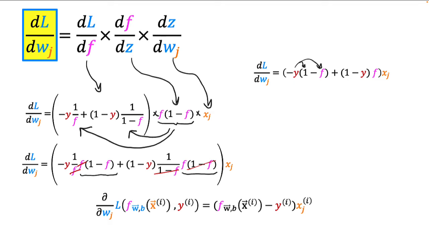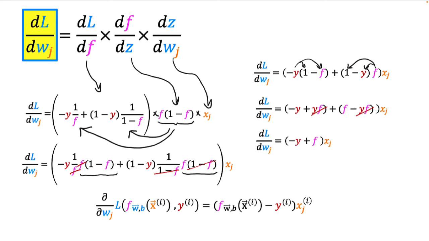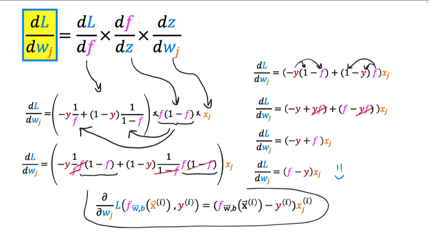Next, let's distribute this negative y over here, and also let's distribute this f over here. If we do that, here's what we get. And let's cancel out some more terms. This positive yf and this negative yf cancel each other out. So you're left with (negative y plus f) times x sub j. And we'll just flip that around so it's (f minus y) times x sub j. Pretty cool, huh? So now you have this expression here that you saw in the course videos.